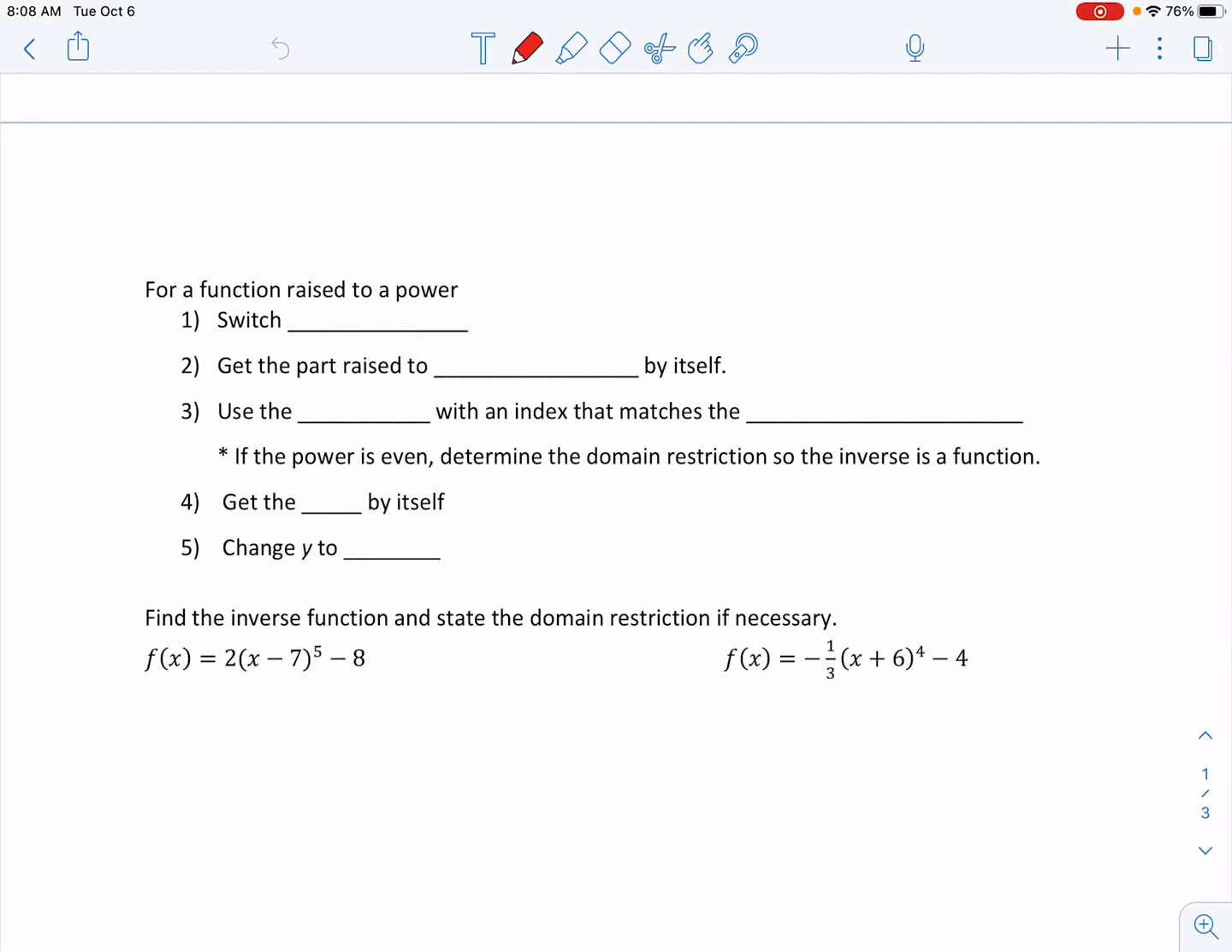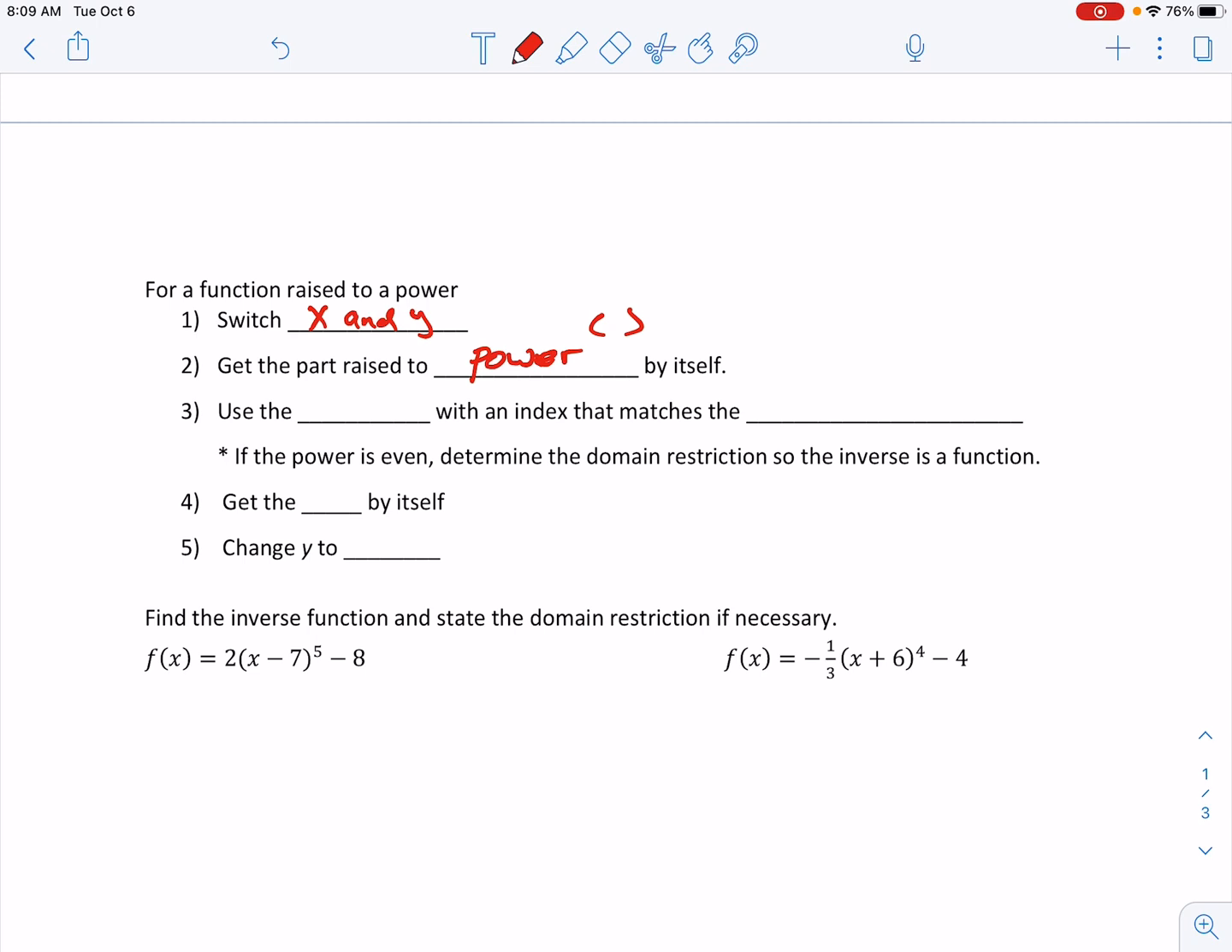All right, let's focus on powers, finding the inverse of a power. First, we're going to switch our x and our y. Okay, we're going to get the part that's raised to a power by itself, or the parentheses. Whatever is in the parentheses, we're going to get that isolated first.